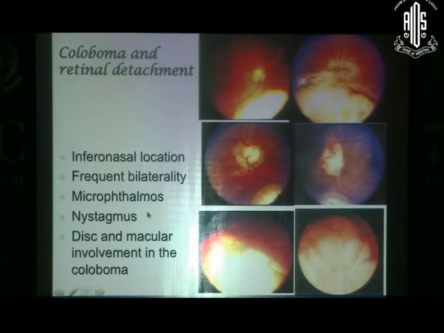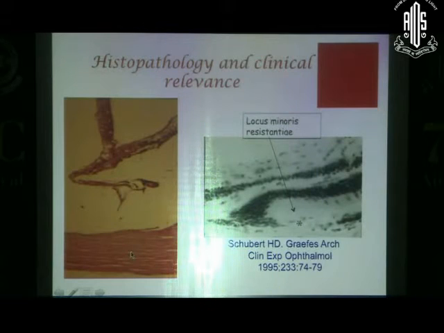Microphthalmic eyes have a special importance when you do surgery on them, because you need to make the sclerotomies a little anterior compared to a normal eye of normal size. Nystagmus makes it difficult sometimes to evaluate the eyes pre-operatively, and very often it is during surgery that you notice exactly all the features. And I also alluded to the disc and macular involvement.